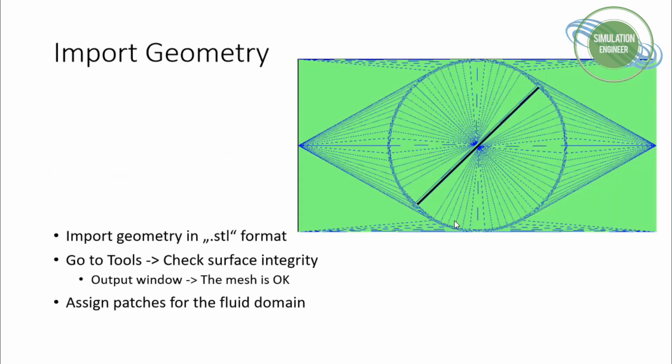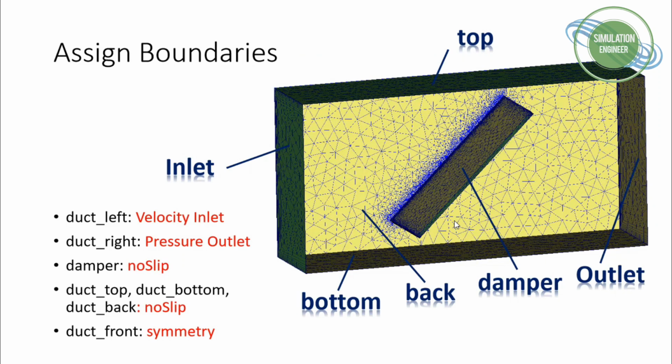So the first step will be to import the geometry and assign the boundary patches for the fluid domain. And we need to first of all check the surface integrity, meaning that the geometry is okay. The second step, after importing the geometry, will be to assign the boundary patches. So it's like the duct underscore left part and the duct underscore right part. These are the inlet and outlet patches. And the front part, which will be the symmetry, because I'm just modeling half of the damper geometry.